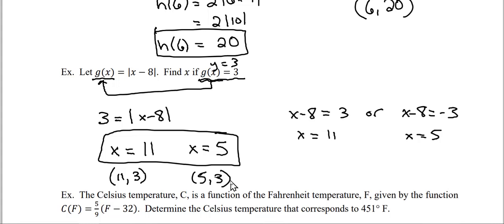When I plug in any x value, I still only get one value out. Okay, I plug in 5, I get 3 and only 3. I plug in 11, I get 3 and only 3. That is okay. The problem is if I plug in one x value and get 2 different y values from it. That's where we run into problems. This is still a function.